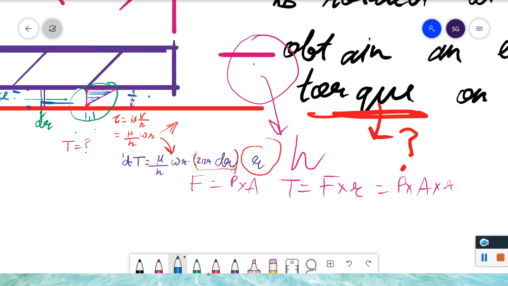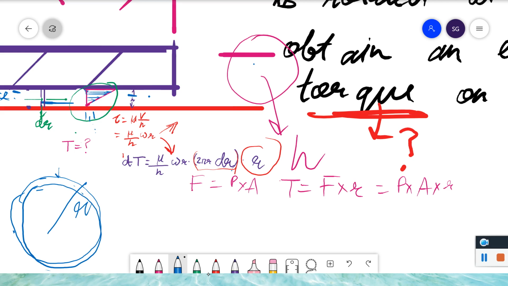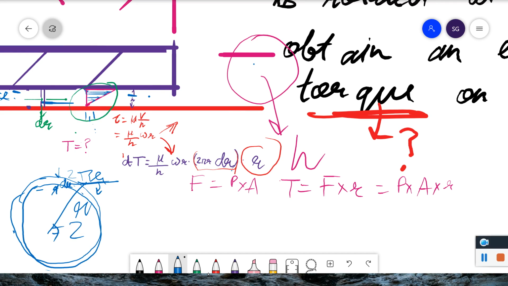2 pi r dr means this is 2 pi r. I think in mechanics you have also covered this concept, how this 2 pi r dr concept came. See, assume this is a circle, and this is r, and this is, let's say, dr. It's just a millimeter. So this area is 2 pi r, meaning the circumference, and if we multiply the circumference into dr, it will give you the area, isn't it? That's why it is 2 pi r dr.